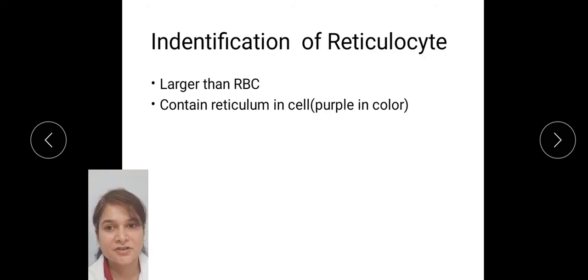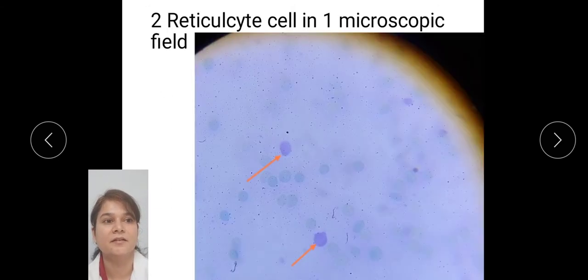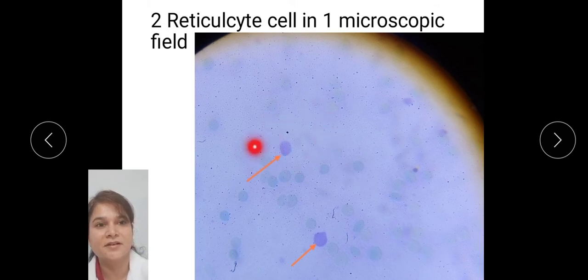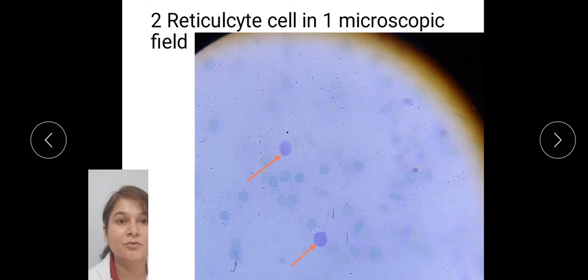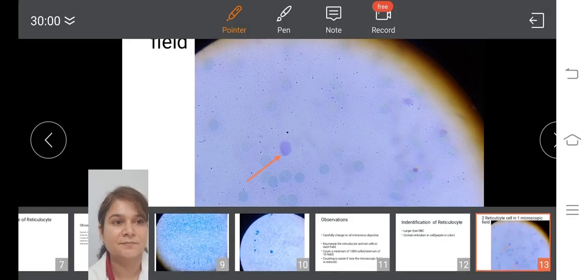Now identification of the reticulocyte: they are larger than the RBC and they contain the reticulum in the cell that is purple in color. Here you can see the reticulum, so two reticulocyte cells are present. This one is one, this one is the second, and the rest of these are RBCs. So in one microscopic field, we have found two reticulocyte cells.